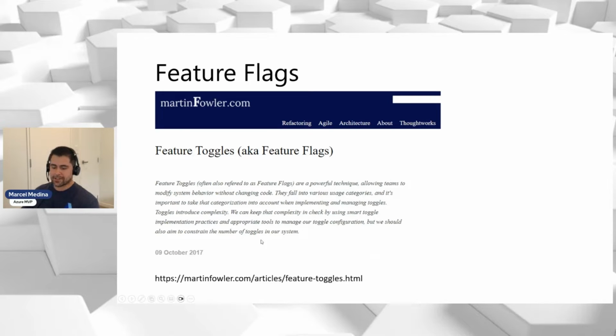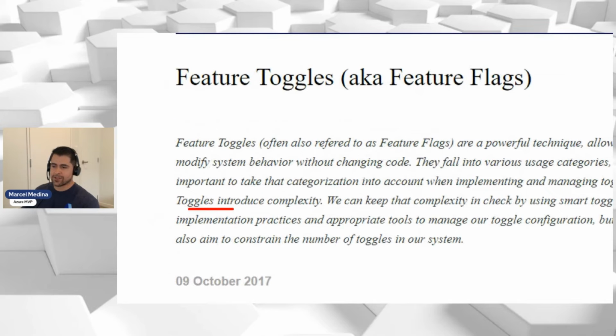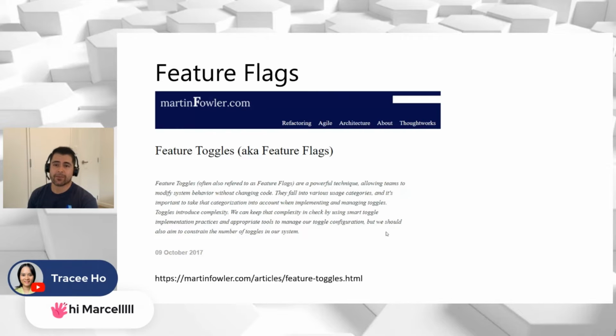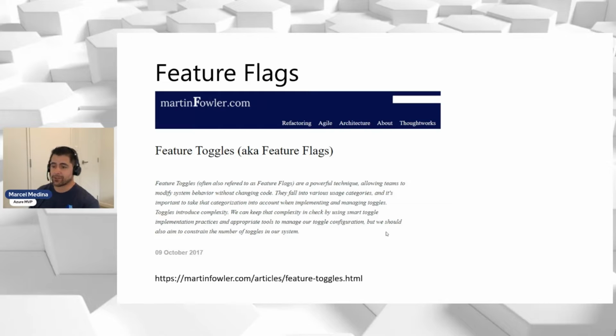Another thing mentioned in here is that toggles introduce complexity. If you're not using any tooling on the market, you're definitely going to end up with a lot of complexity in your code on how you're going to deal with that. Azure App Configuration removes that layer of complexity, so that's why feature flags match really well with Azure App Configuration. This is the link, if you want to explore a little bit more.